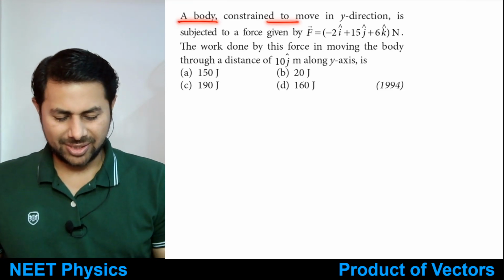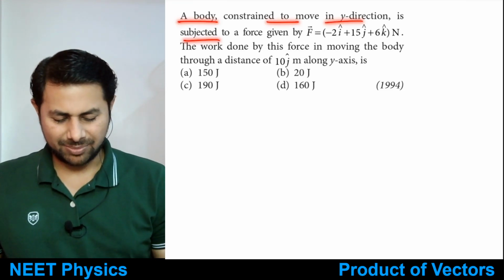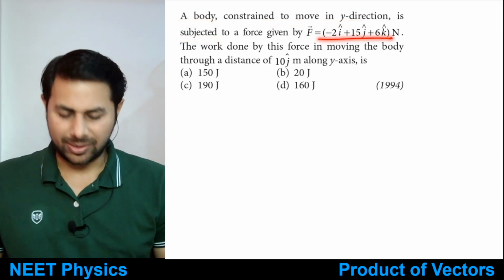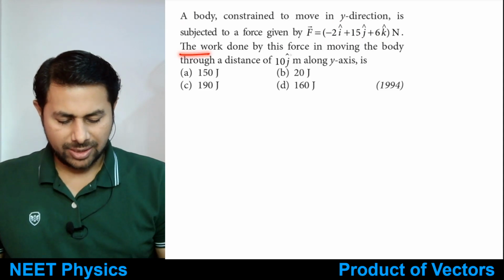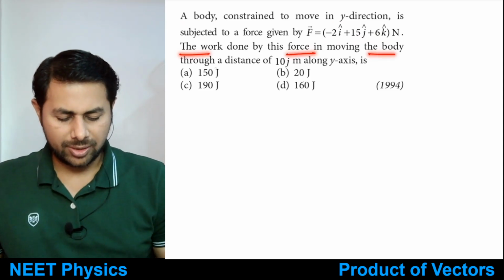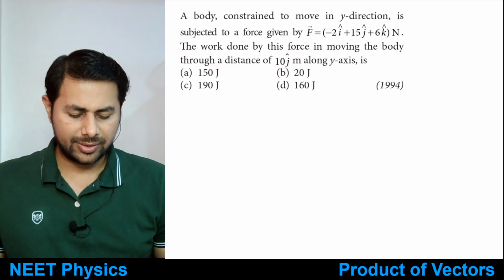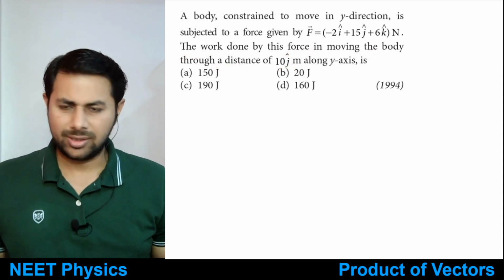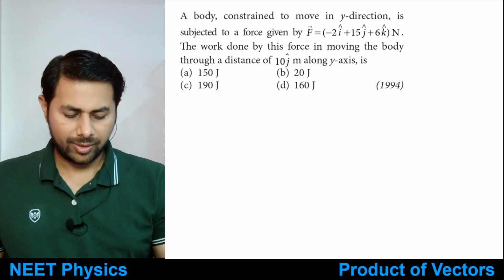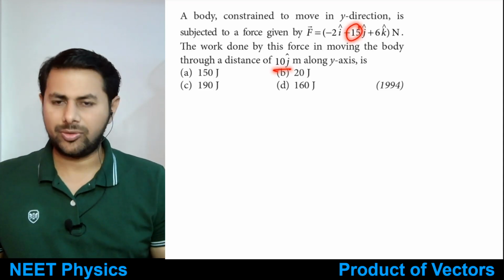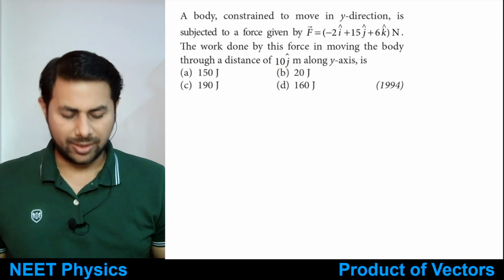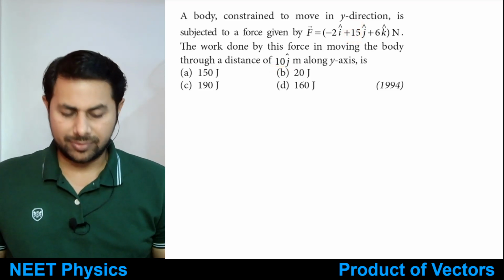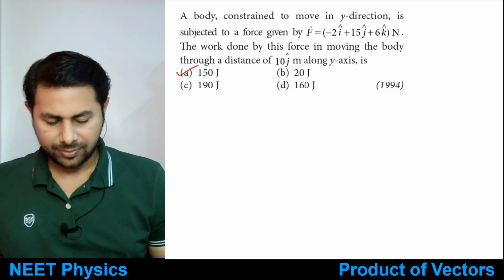A body constrained to move in y direction is subjected to a force given by this one. The work done by this force in moving the body through a distance of 10 j cap meters along the y axis is. So this is very simple. Just take the y component because it is moving only along the y axis. So 15 times 10 means 150, right? So it's option A, correct.